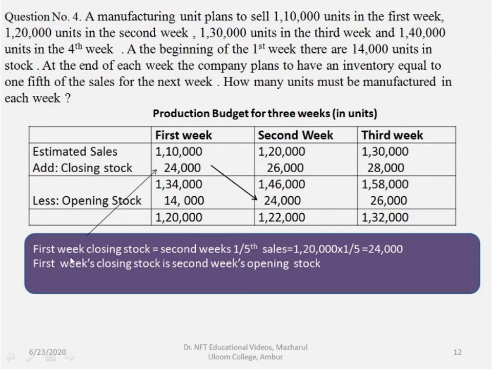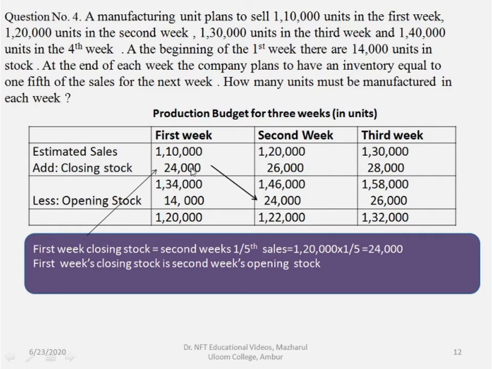So we'll calculate first week's closing stock, which is second week's 1/5 sales. Second week sales is 1,20,000 into 1/5. 1/5 is 24,000. So 24,000 is the closing stock. Record it in the first week. So first week's closing stock will be the second week's opening stock.